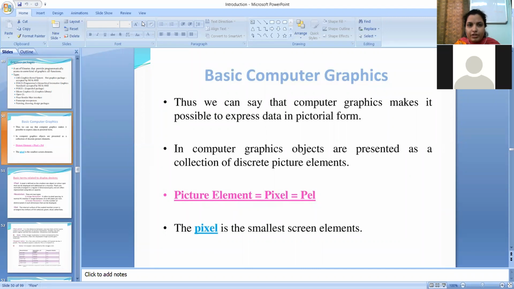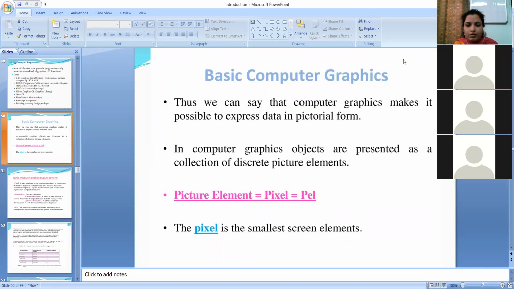Okay, just confirm whether the screen is visible to you. Yes, ma'am. Okay. What is the total strength? 15. Okay. So still only 10 participants have joined.